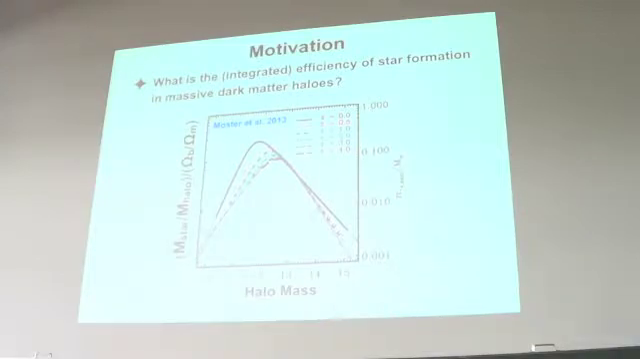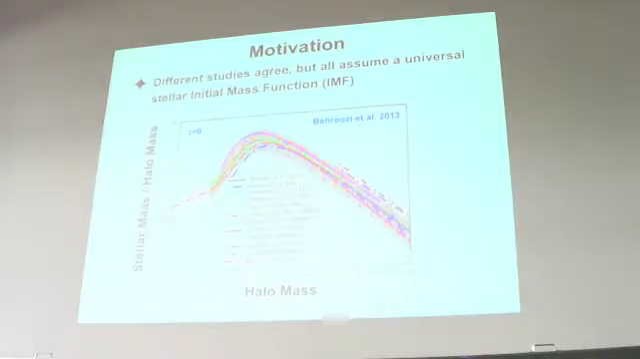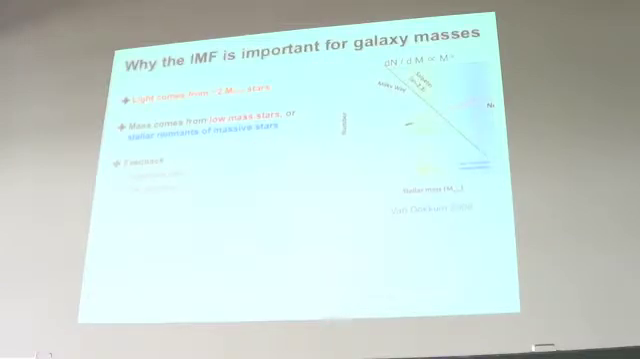In the last few years, there have been many different techniques used to measure this: abundance matching, weak lensing, and satellite kinematics, and they all tend to agree on the shape and the normalization. But one thing they all tend to assume is that the stellar masses are derived using stellar population models and an initial mass function. So why is it important?